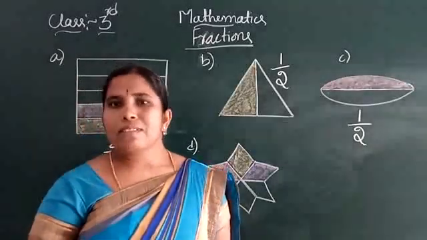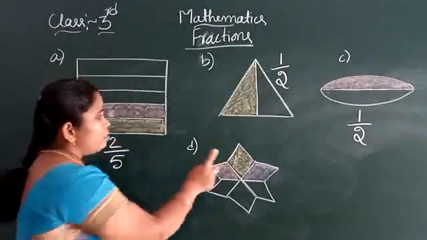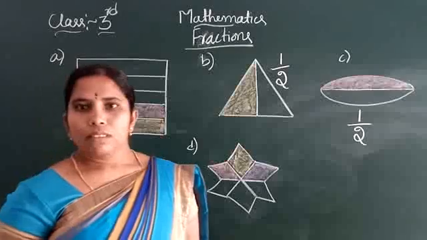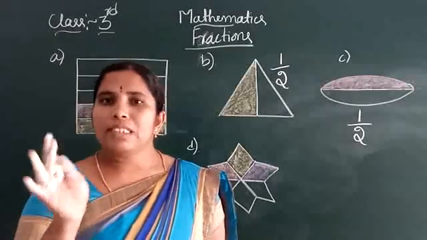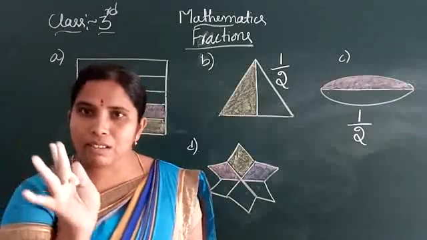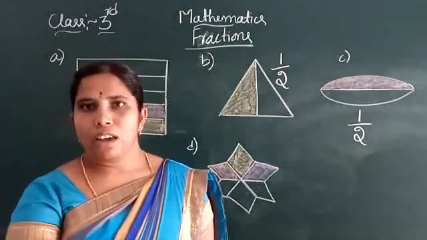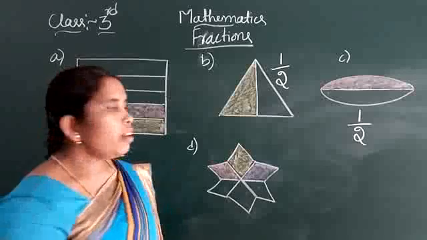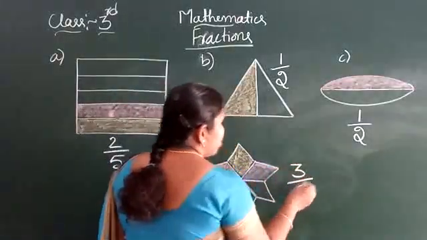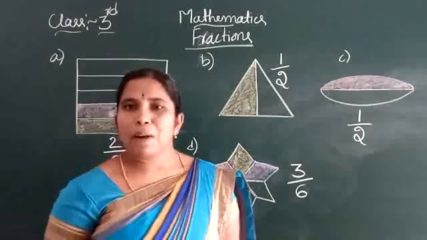Do you understand? So then observe figure B. 1, 2, 3, 4, 5, 6. You can divide it into 6 equal parts. We shaded only 3, so that it can be written as 3 by 6.